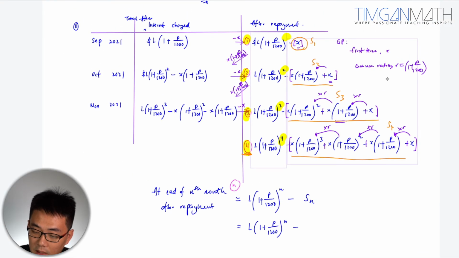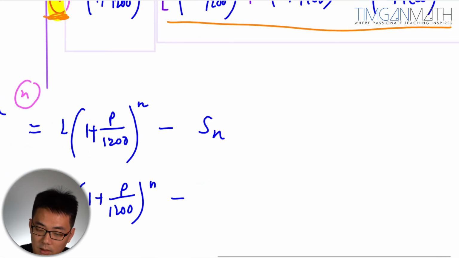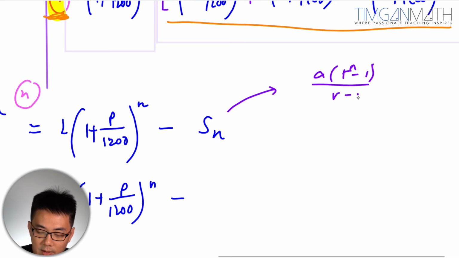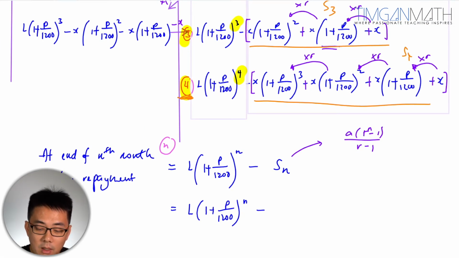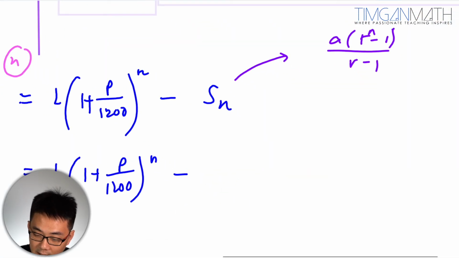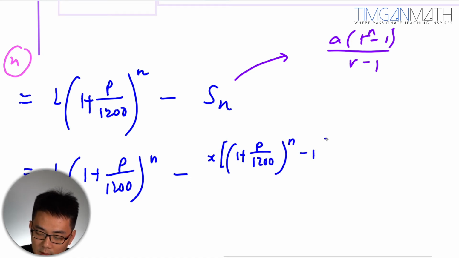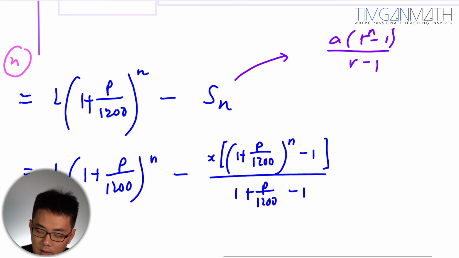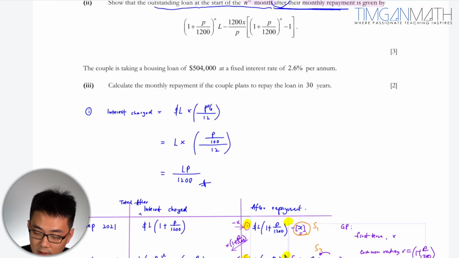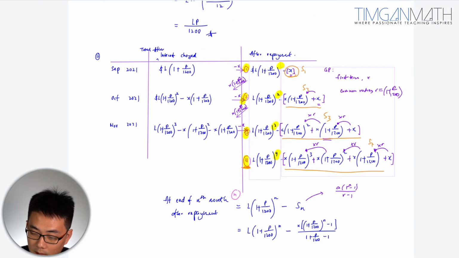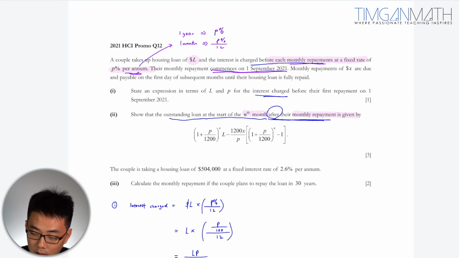The first term is x. So the GP formula is a(r^n minus 1) over r minus 1. So just put it as x(1 + p/1200)^n minus 1, over 1 plus p over 1200 minus 1. And very simply, we did get the answer. Yes, we got the answer there.